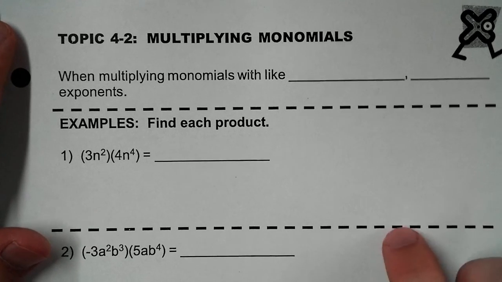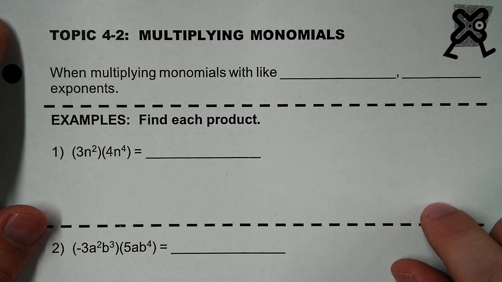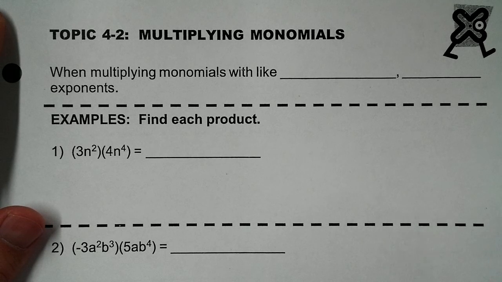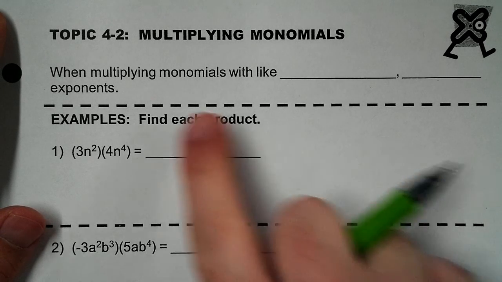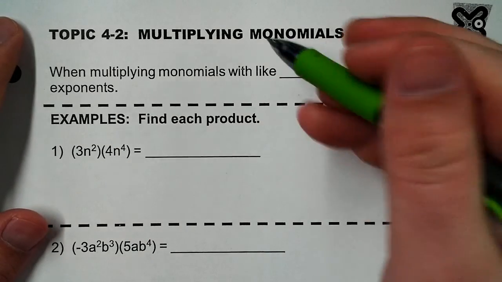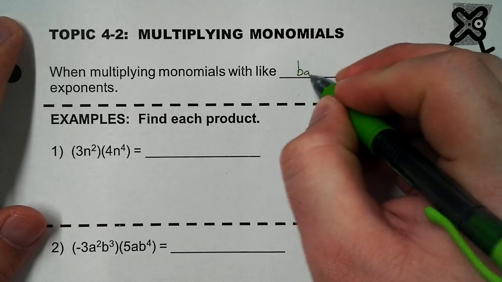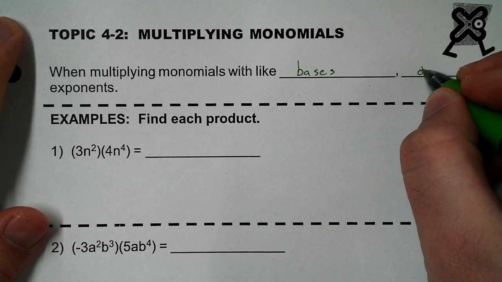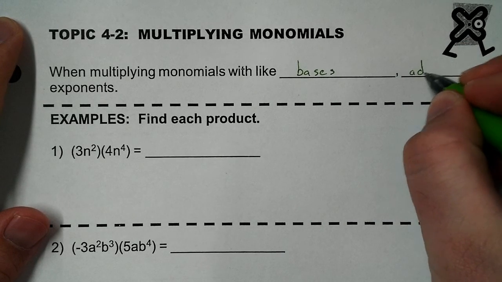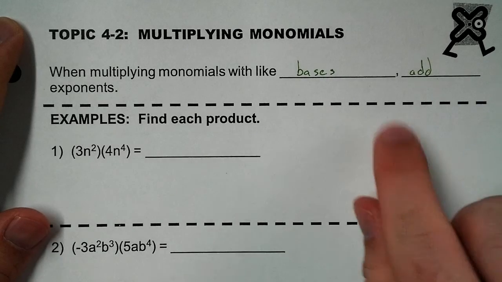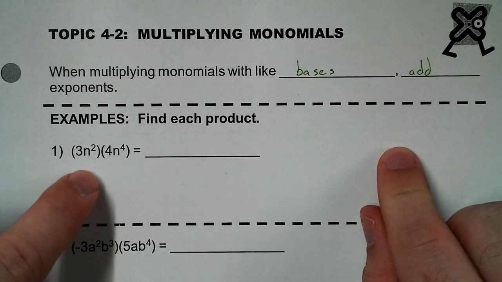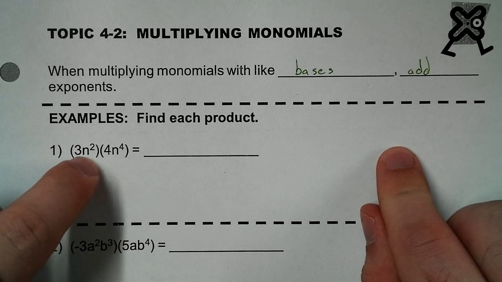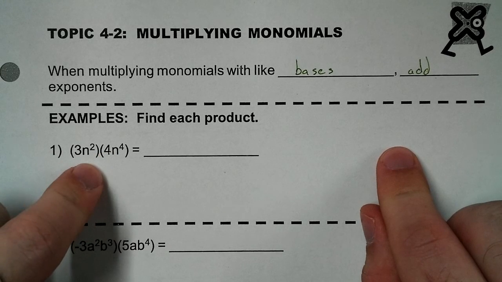Alright, morning class. Today's video we're going to go over multiplying monomials. This is where we're going to have to use the product rule over and over and over again. So when multiplying monomials with like bases, you add the exponents. So for example, we have these. We need to multiply them, and they both have an n in them, so their bases are the same.